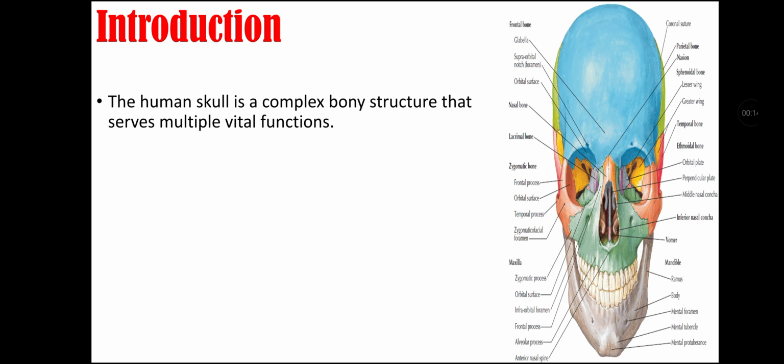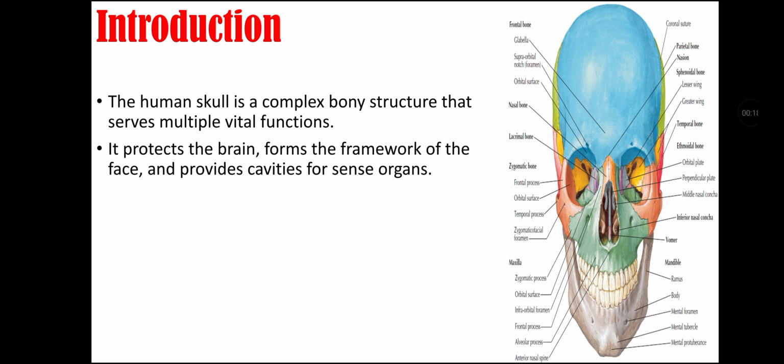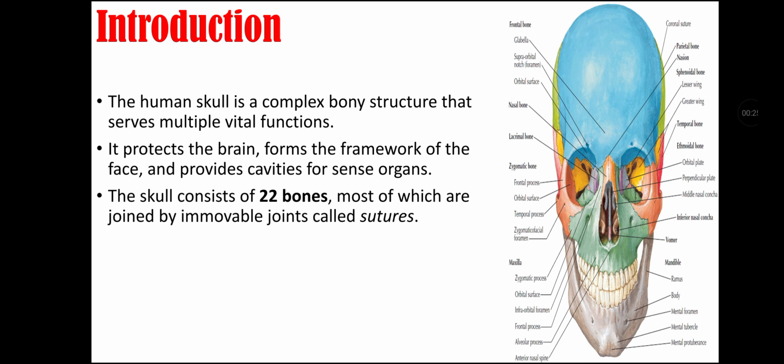Human skull is a complex bony structure that serves multiple vital functions. It protects the brain, forms the framework of face, and provides cavities for sense organs. Skull consists of 22 bones, most of which are joined by immovable joints called sutures.